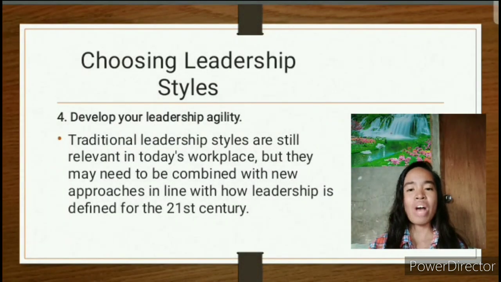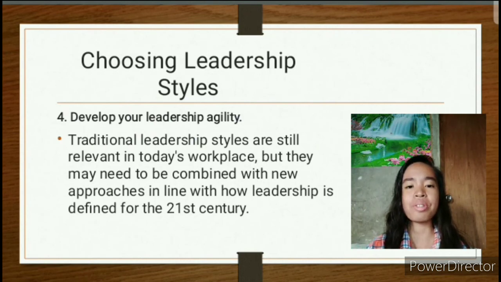Lastly, develop your leadership agility. Traditional leadership styles are still relevant in today's workplace, but they may need to be combined with new approaches in line with how leadership is defined for the 21st century.